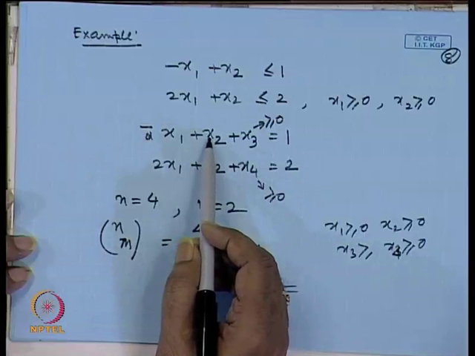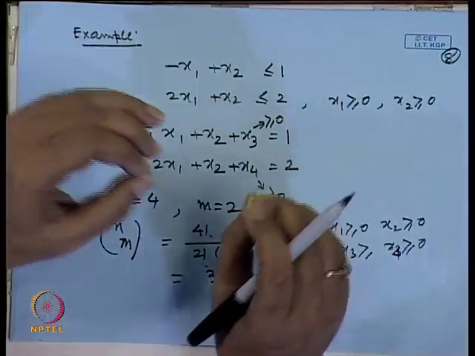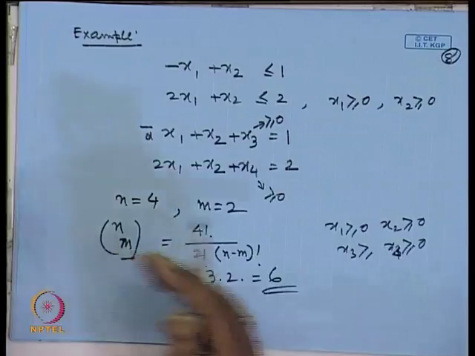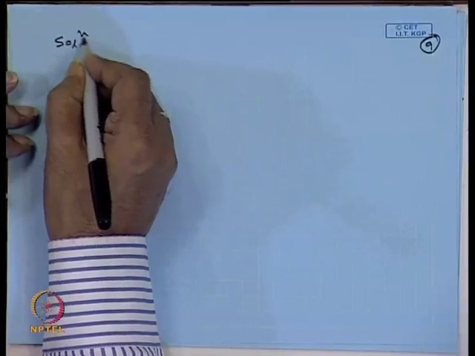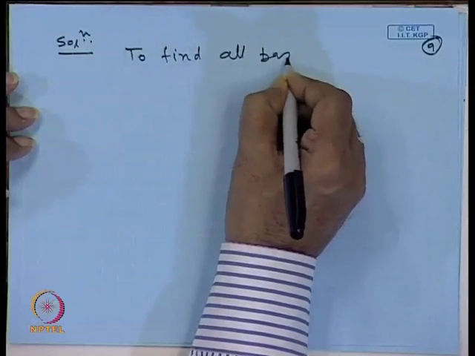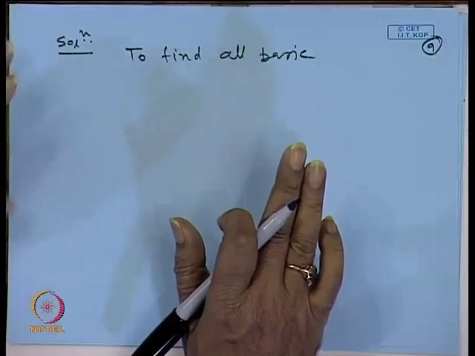If x2 is 0 and x3 is 0, then x1 and x4 give another solution. In this way, any 2 variables you assign 0 and find the remaining 2 variables, and you get nCm solutions. That means m variables at a time are grouped from out of n variables to get the solution. I will not solve them, I just mention it: the solutions to find all basic solutions. Please remember, I will call them the basic solutions of that equation.